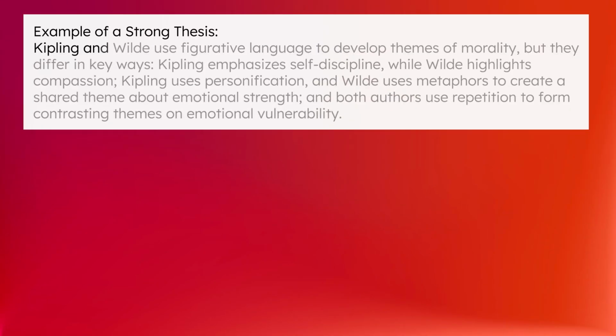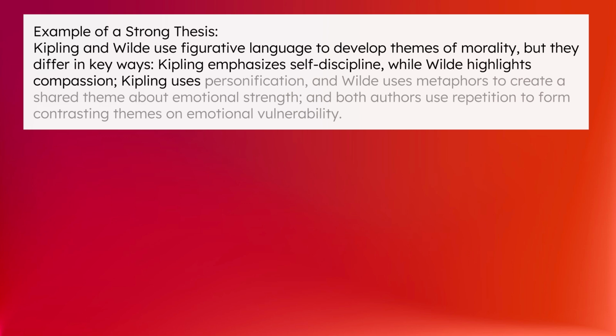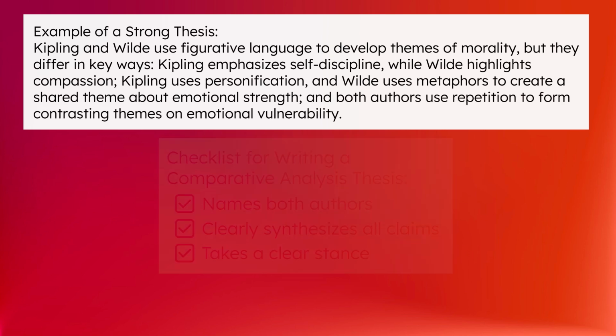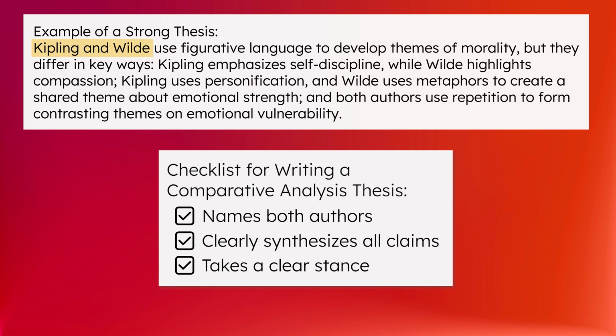I wrote that Kipling and Wilde use figurative language to develop themes of morality, but they differ in key ways. Kipling emphasizes self-discipline, while Wilde highlights compassion. Kipling uses personification, and Wilde uses metaphors to create a shared theme about emotional strength, and both authors use repetition to form contrasting themes on emotional vulnerability. Right off the bat, I name both authors. Then I jump into my first claim, my second claim, and my third claim.